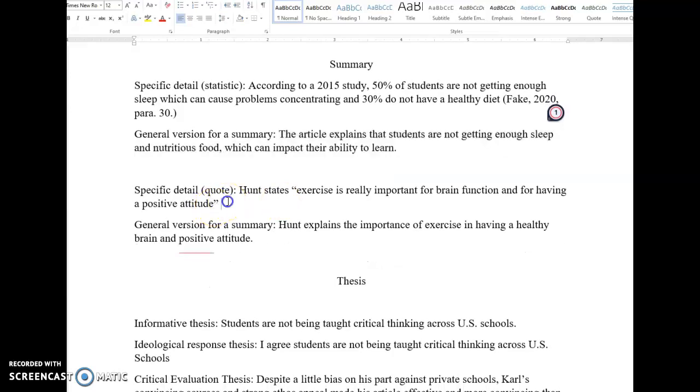Instead of including the specific numbers, extrapolate, summarize, give a general version of why that information is such a major detail. And then here, instead of including a quote like "exercise is really important for brain function and for having a positive attitude," in your summary, again, you would want this to be cited. This is made up, so I can do this. All of this is made up. I just made this stuff up.